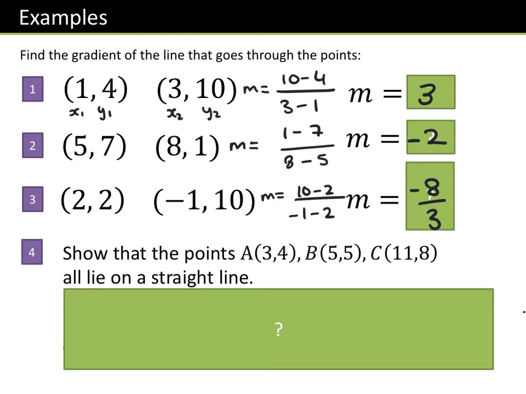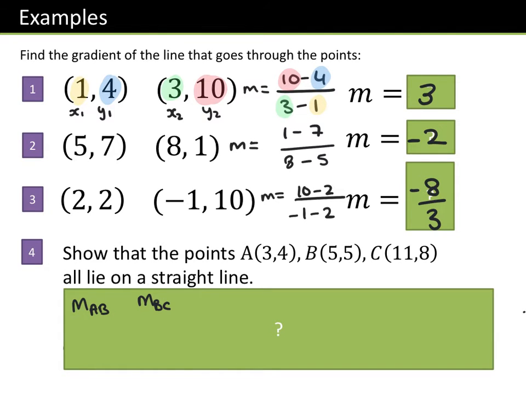Now, part 4, to show that the points A, B, and C all lie on a straight line, we need to find the gradient of AB and the gradient of BC. Because they have a common point B, if the gradients are the same, they will be on a straight line. Can you quickly do that for me, please?